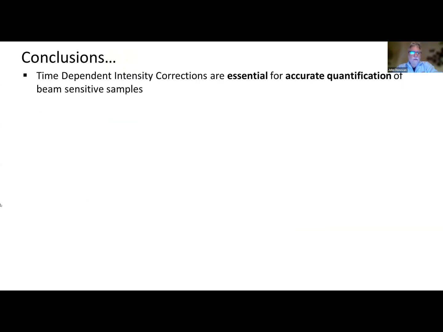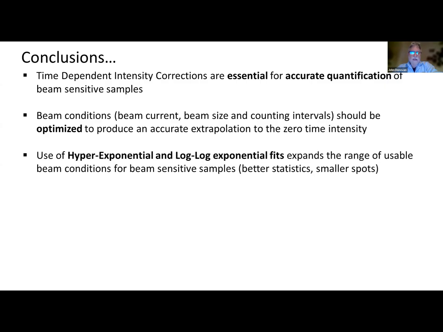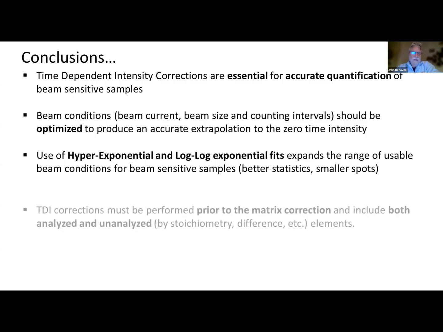We also, again, as I just said, we want to optimize our beam conditions. And we might need to not just assume a linear log prediction. We might want to use some more advanced fits to get better statistics and use smaller spot sizes because we could decrease the beam current, but we lose sensitivity. And we could increase the beam size, but then we lose spatial resolution. So wouldn't it be nice if we could have both?